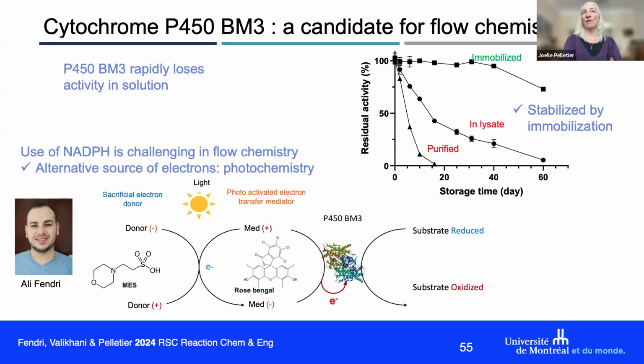But another challenge for using P450 BM3 in flow chemistry is the cost of using NADPH. And recycling is also costly because we're flowing everything out of the system constantly. So an alternative source of electrons to NADPH could be to use photochemistry. In this case, what we would do is to use a sacrificial electron donor that is low cost and a photoactivated electron transfer mediator, again low cost, in order to reduce our substrate, and with the flow of air would give rise to the oxidized product.